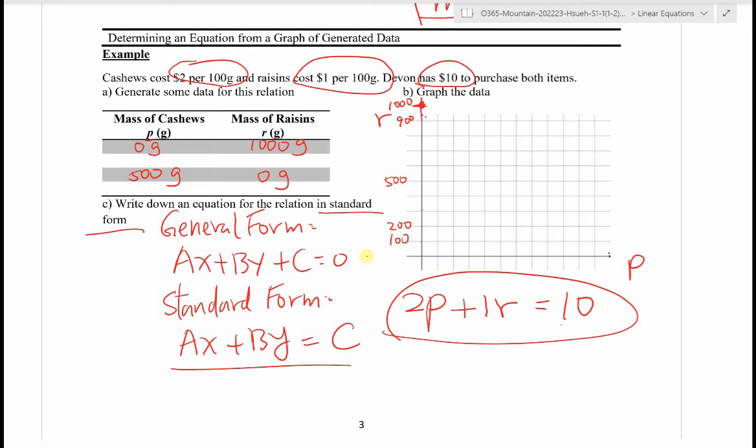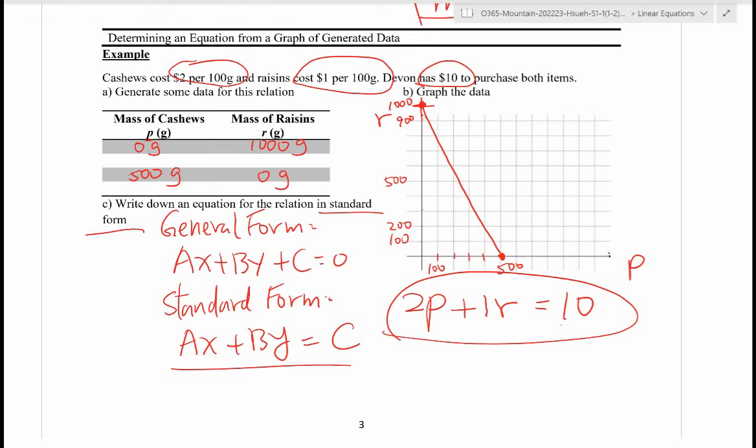And if I buy 500 grams of cashews, 1, 2, 3, 4, 5, here's 500. Here's 100. Each box is worth 100. Then I can only buy 0 grams of raisins. Now my question is, should we join the points? The answer is yes, we can, because it's mass. Mass is continuous data. So we can safely join the points, and that is our graph.